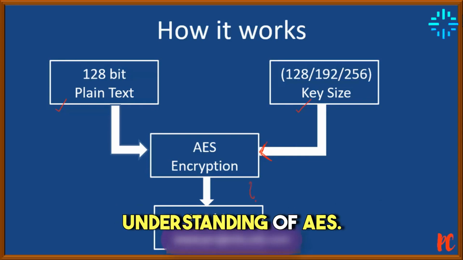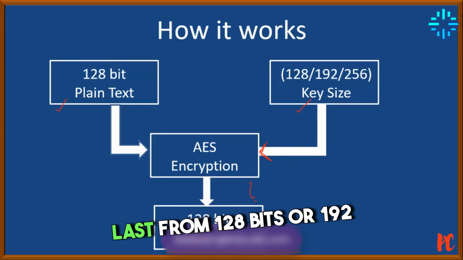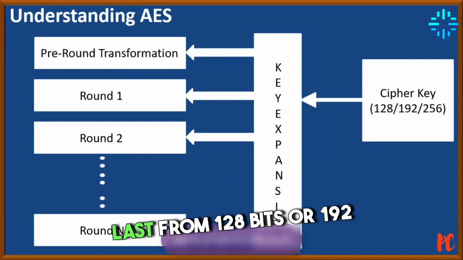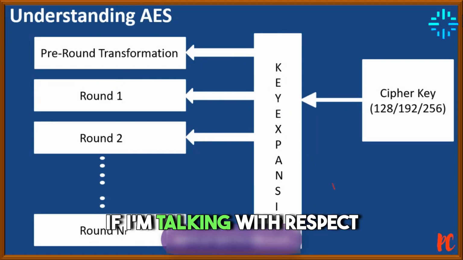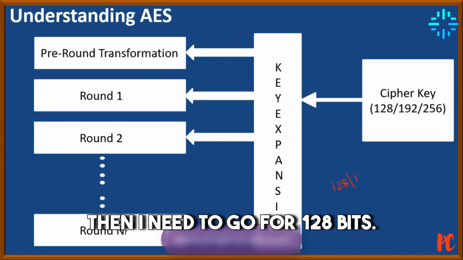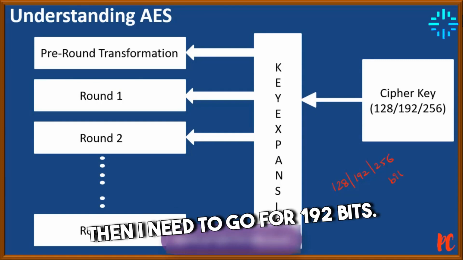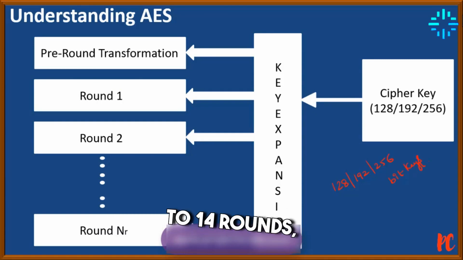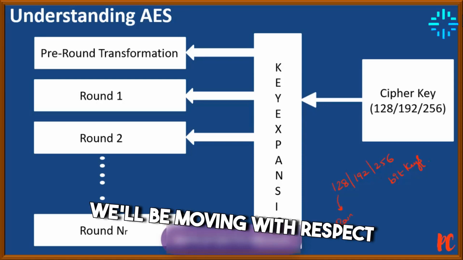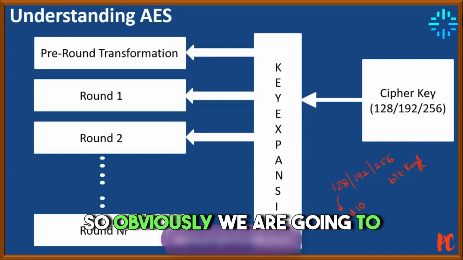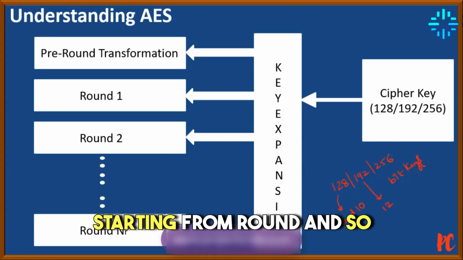For the basic understanding of AES, as said earlier, the key length of AES can be 128 bits, 192 bits, or 256 bits, based on the number of rounds. If I am talking about 10 rounds, then I need to go for 128 bits. If I am talking about 12 rounds, then I need to go for 192 bits. If I am talking about 14 rounds, then I need to go for 256 bits. With respect to this project, we will be moving with 128 bits. So obviously, we are going to process a total of 10 rounds, starting from round 1 till round 10.